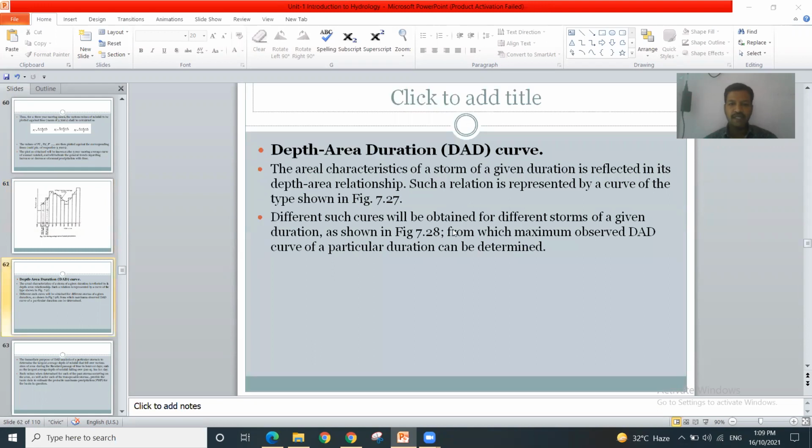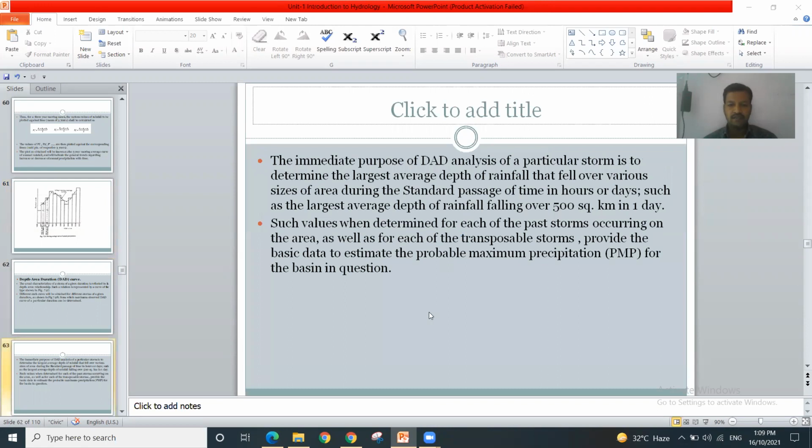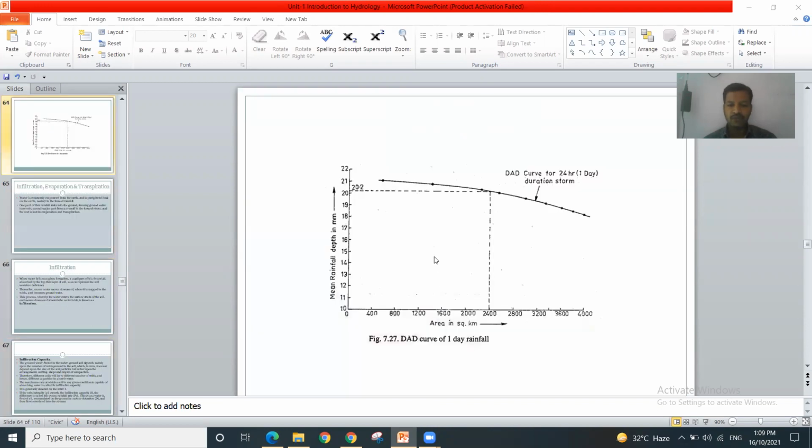And the last one is the DAD curve, the depth area duration curve. This is a depth area duration curve. This is a curve which is plotted between mean rainfall depth in mm and area in square kilometers and duration. This is a DAD curve of one-day rainfall. These are the various types of curves which are drawn for analyzing the precipitation data.